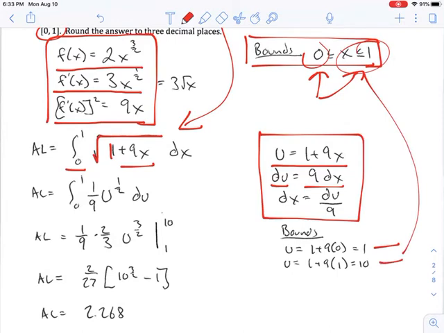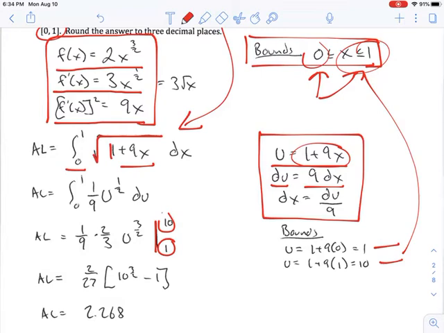So now let's substitute everything in. So we have the integral from 1 to 10 of 1/9 u to the 1 half, right? Because u is 1 plus 9x, and the square root of that is the same as the 1 half power times du. And now taking the antiderivative of that, we get u to the 3 halves times 2/3. And notice that now I'm using my new u bounds over here. And I'm keeping everything in terms of u. If you do this, you don't need to convert back into x's again, which is just an extra annoying step.